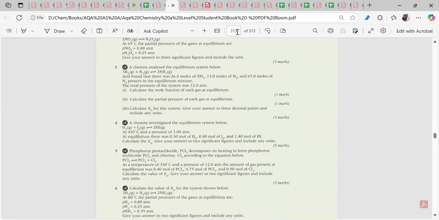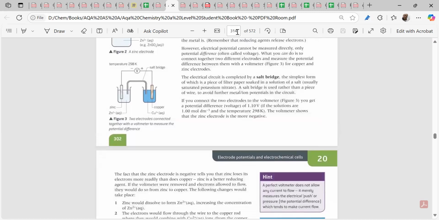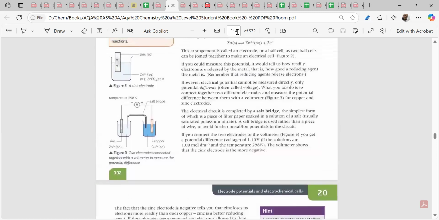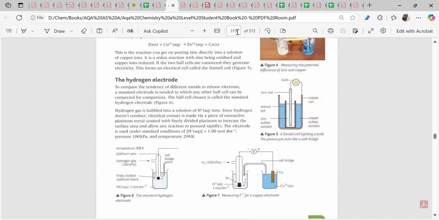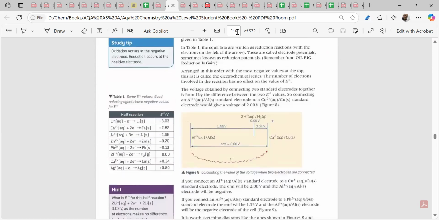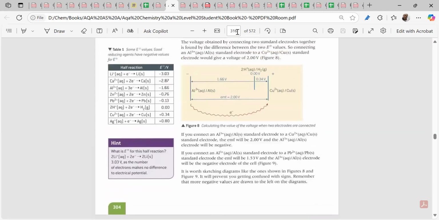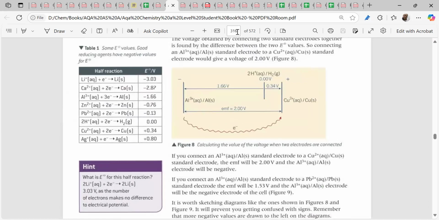So page 302. See, we did this. The salt bridge, we take it to make the connectivity between the two cells. We have gone much deeper. See, the standard hydrogen electrode we are taking, the difference between the things. We did this, right? So this will be giving the half reactions you have to pick up.